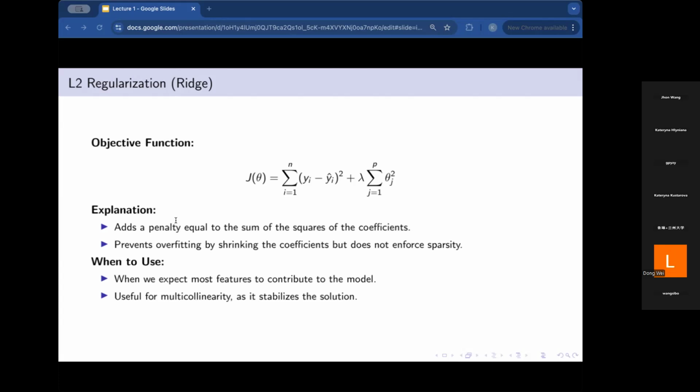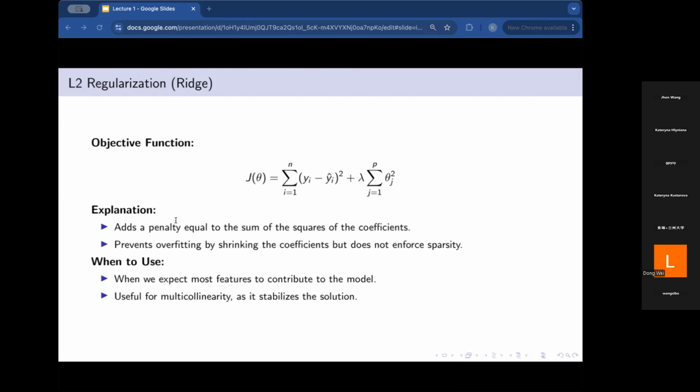L2 works by shrinking the coefficients toward zero, but it doesn't make them exactly zero, unlike L1. We can see it in the next slide. This helps in reducing the model's complexity without completely removing features, making it particularly useful in situations where we believe all the features may contribute to the model, but their influence should be controlled.